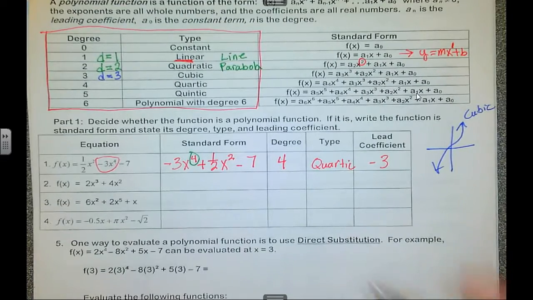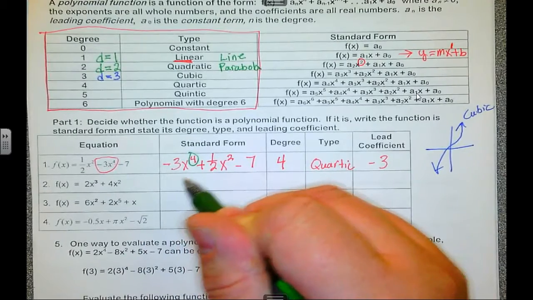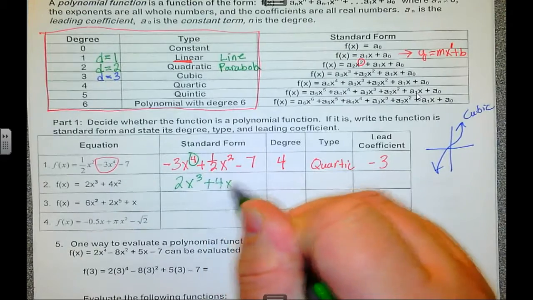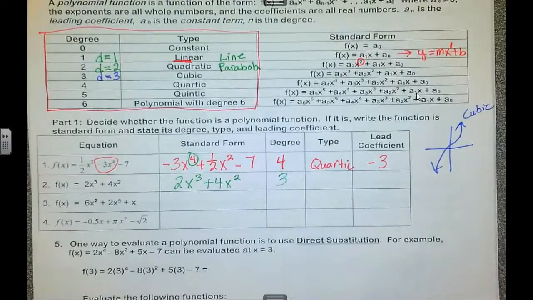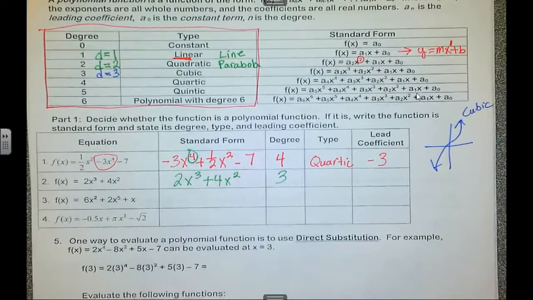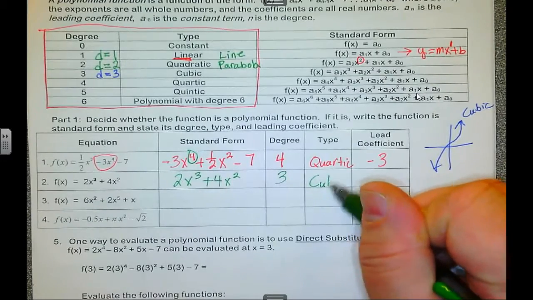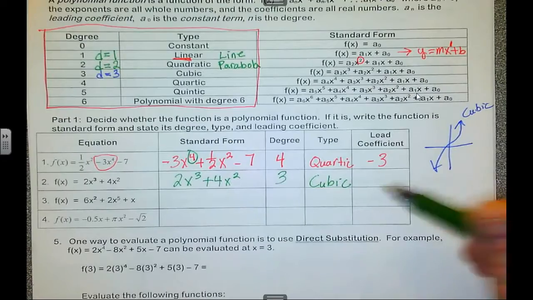What about number 2? Well, actually, it's already in standard form, isn't it? 2x cubed plus 4x squared. What's my degree? That's right, 3. What's 3 called? Cubic. And what's my leading coefficient of this polynomial? Good.